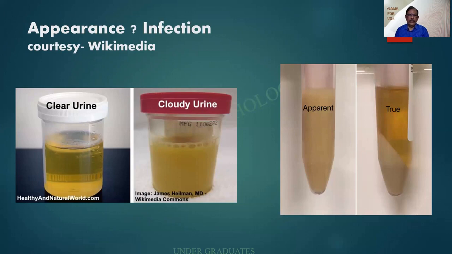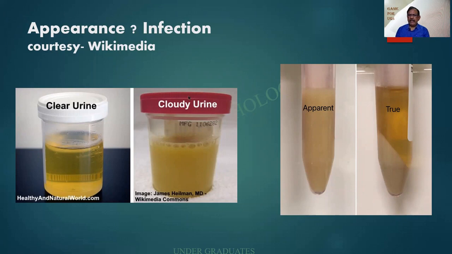Appearance is what we see. It is a little different from color. Normally, you find that the urine is clear. You will definitely agree with me that this urine sample is not clear. I am not able to see through it. Courtesy Wikimedia. And this is a beautiful example of a cloudy urine occurring in urinary tract infection.